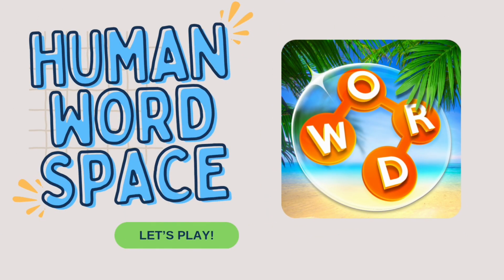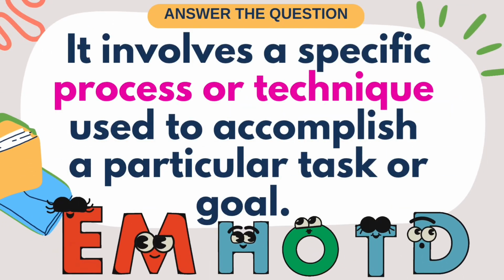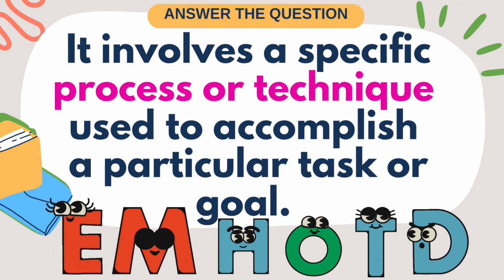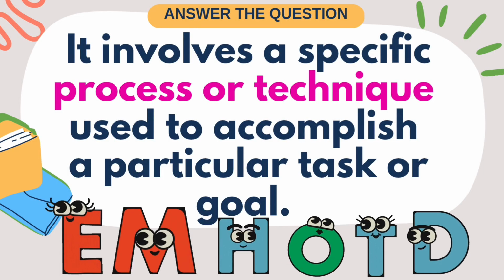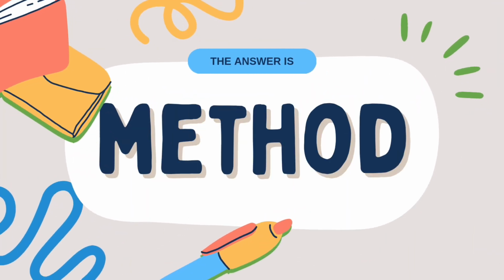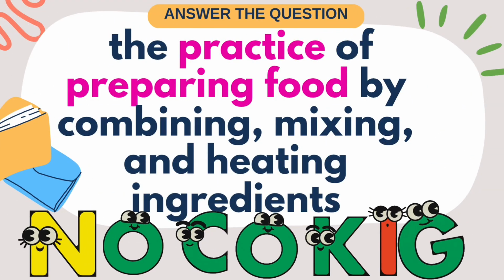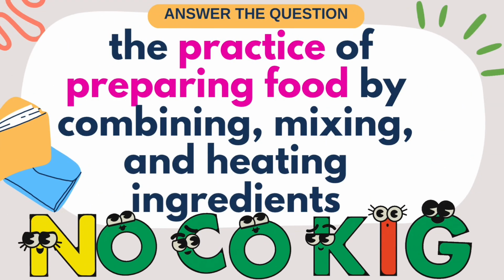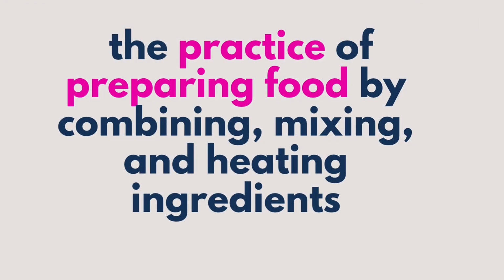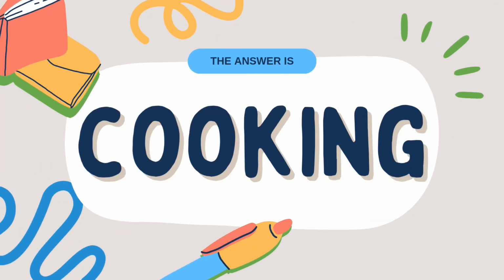Word space. Let's play. It involves a specific process or technique used to accomplish a particular task or goal. The answer is method. The practice of preparing food by combining, mixing, and heating ingredients. The answer is cooking.